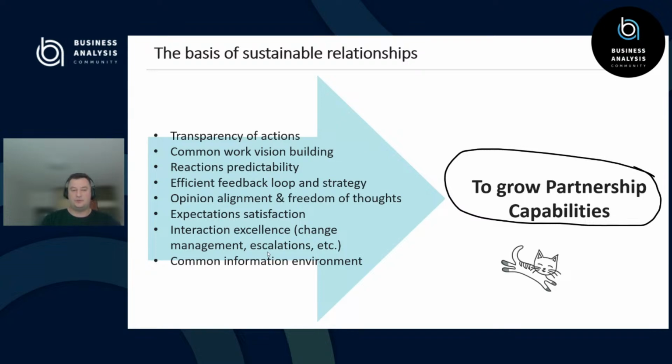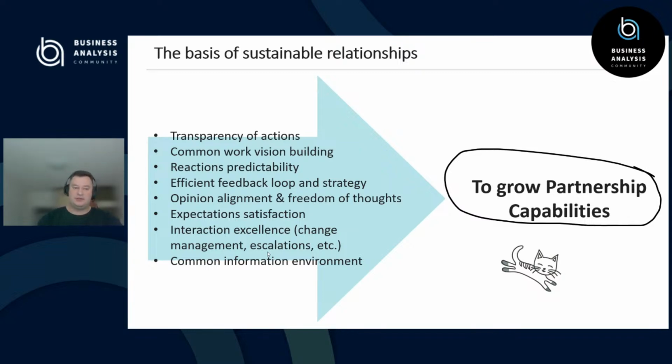Common work vision building. Yes, for sure. Without a common focus, we can't build anything. Not only alone, but also at the team level. Only people united by a common vision can make something big, something valuable, and something unusual, or maybe something new.